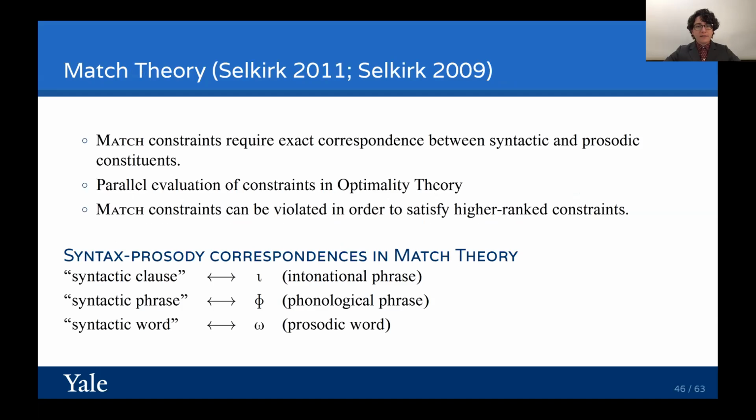Match theory, as laid out in Selkirk 2011 and in earlier work as well, uses match constraints to require exact correspondence between particular syntactic and prosodic constituents. And since it's couched in a parallel evaluation of constraints in optimality theory, match constraints can also be violated in order to satisfy higher ranked constraints. So the syntax-prosody correspondences originally laid out in match theory suggest that particular kinds of syntactic elements, like the syntactic clause, the syntactic phrase, or the syntactic word, match to a very small set of prosodic constituents.